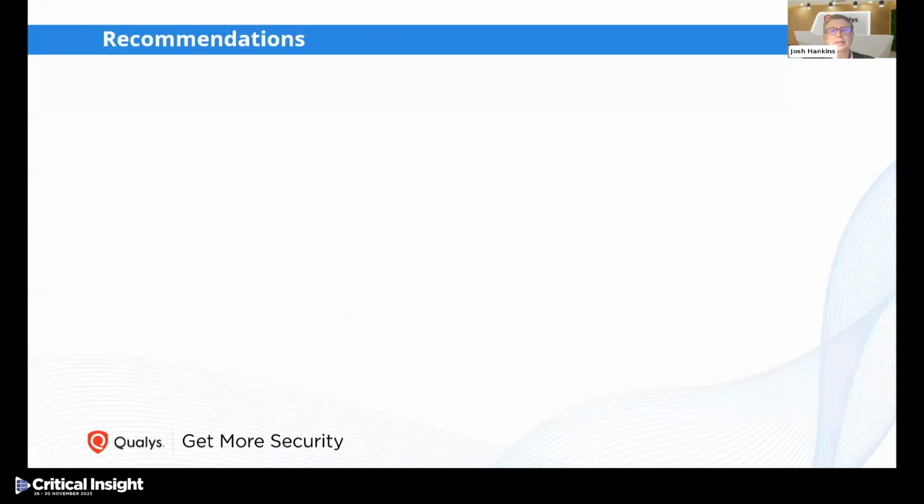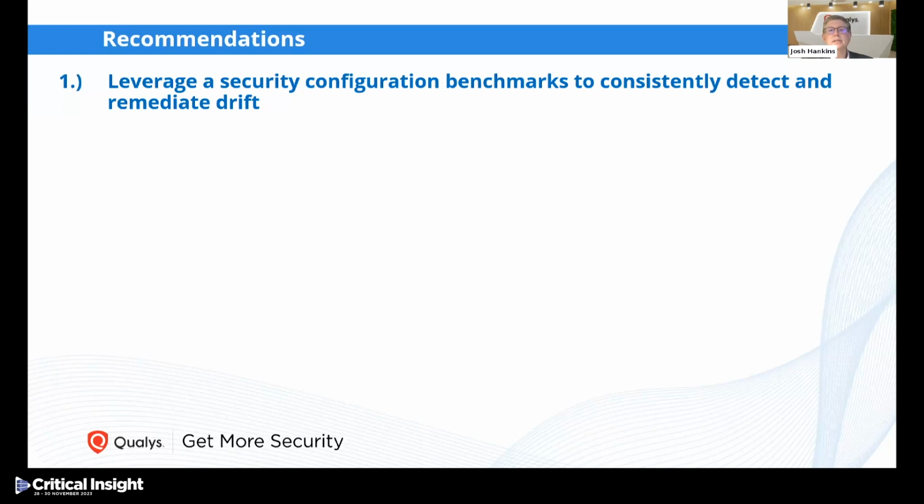So closing things out here, you can see that the Total Cloud Report provides insights that enable organizations using cloud tech to better understand these risks and how they can be better prepared to face those challenges in today's ever-changing threat landscape. So I'll leave you with these recommendations. The first recommendation is to leverage the security configuration benchmarks. CIS is always a good place to start to consistently detect and remediate cloud configuration drift.